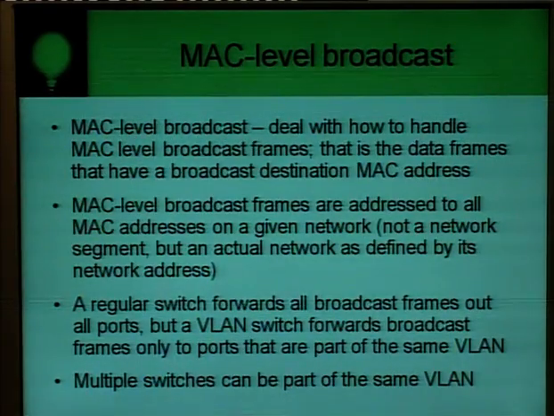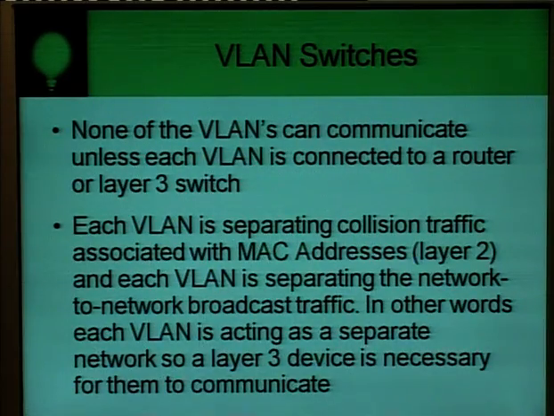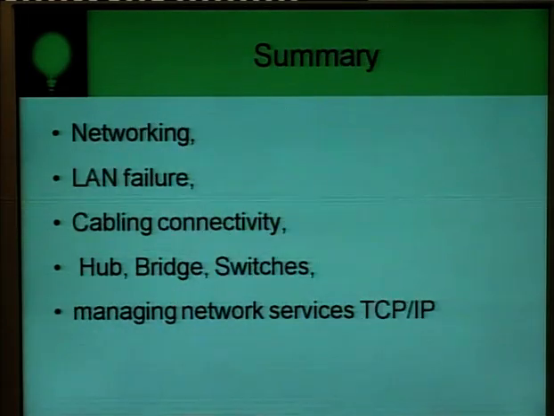Then comes the MAC layer broadcast. MAC layer broadcast deals with how to handle the MAC level broadcast frame, that is a data frame that has the broadcast MAC address, and the MAC level broadcast frames are addressed to all the MAC addresses on a given network. A regular switch forwards all the broadcast frames out of all the ports, but a VLAN switch forwards broadcast frames only to the ports that are on the same VLAN, and multiple switches can be a part of the same VLAN. And the VLAN switches, as we already discussed, are the virtual local area network switches.